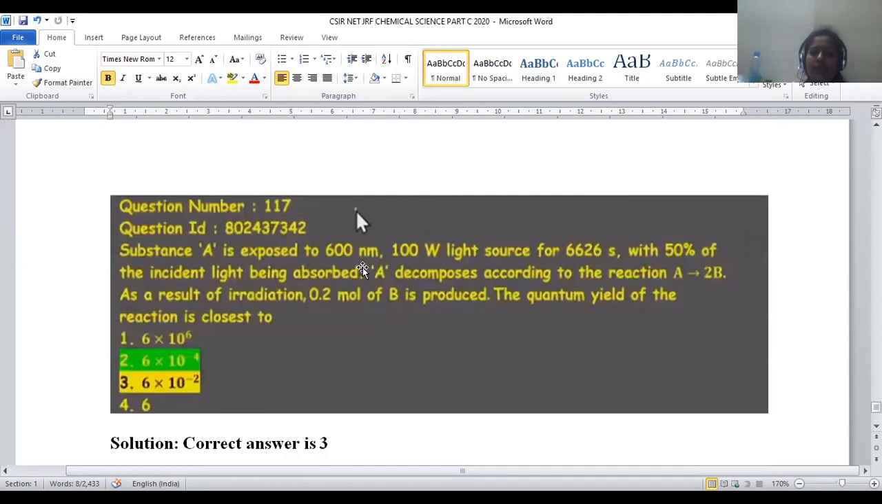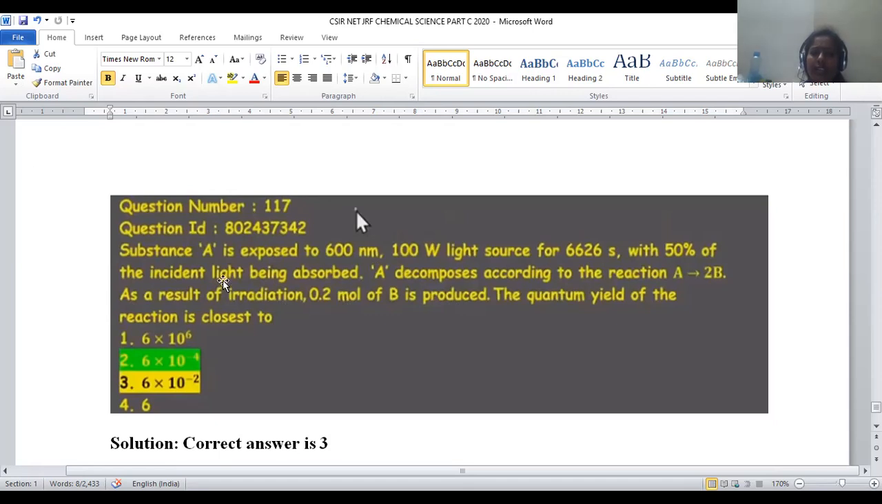A substance A is exposed to a 600 nanometer, 100 watt light source for 6,626 seconds, with 50% of the incident light being absorbed. A decomposes according to the reaction A gives rise to 2B. As a result of irradiation, 0.2 moles of B is produced. The quantum yield of the reaction is closest to.